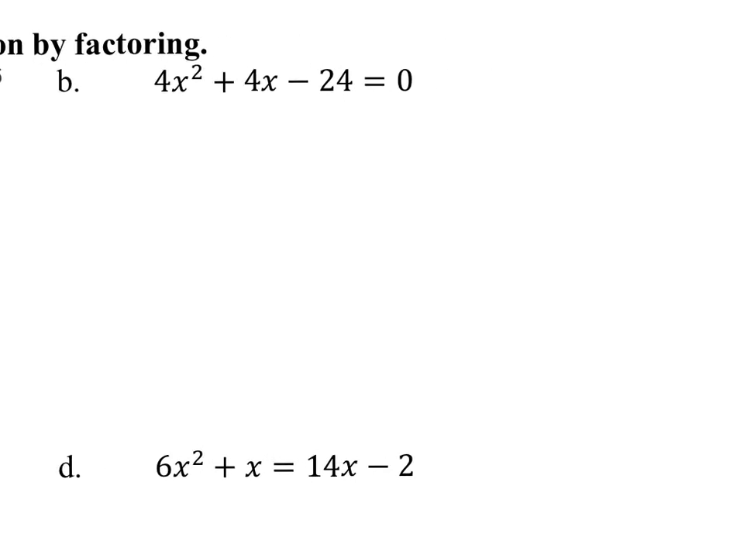All right, over to B, okay? Now, we are going to do the same thing, but it's a little different now because A is not 1, all right? So my first step is to make sure it's in standard form. It is, okay? And then what you're going to do, now that it is, you can go ahead and list A, B, and C. So A in this case is 4, B is 4, and C is -24, okay?